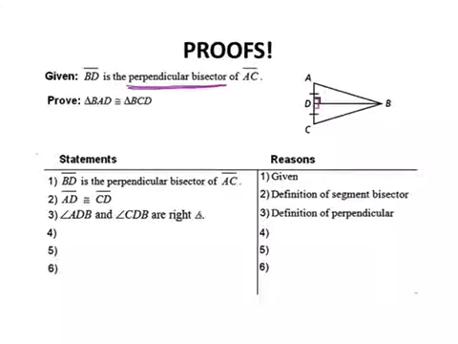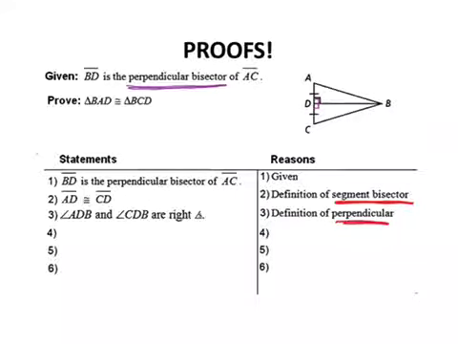So the first thing they do is they restate the given, and then they start telling us that AD is congruent to CD. Well, that's the definition of bisector. We know that BD cuts AC into two equal parts, AD and CD. They also tell us that ADB and CDB are right angles. Well, that's the definition of perpendicular. When a line meets another line and they're perpendicular, they form right angles.